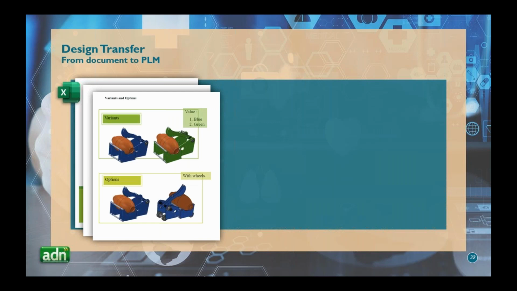Now, this specification also contains the variants and options. Variants being the color of my ventilator, the value being blue or green, and the option to have wheels added to the ventilator. So this specification is going to be a part of the design history file or also the device master record. And I'm looking to get this into my PLM software.